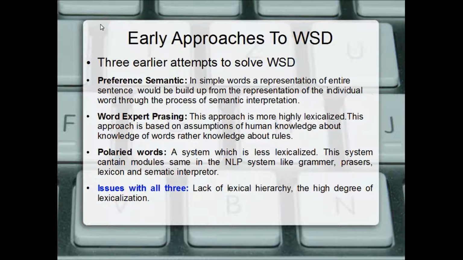The third one was the pluralite words, a system which is less lexicalized. This system contains modules, same as in the NLP system. Over here, the NLP system is a natural language processor which contains modules like grammar, parsers, lexicons, and semantic interpreters. But all three of them have major issues like lack of lexical hierarchy and high degree of lexicalization.